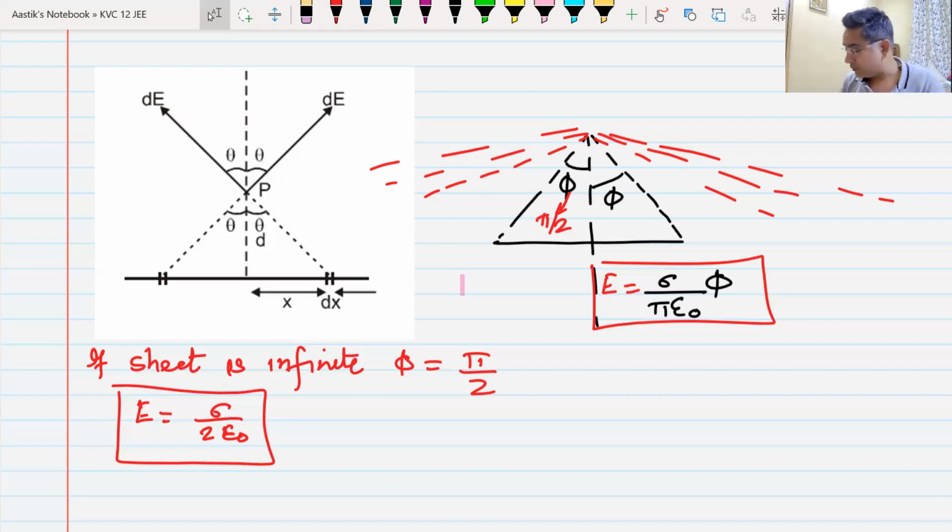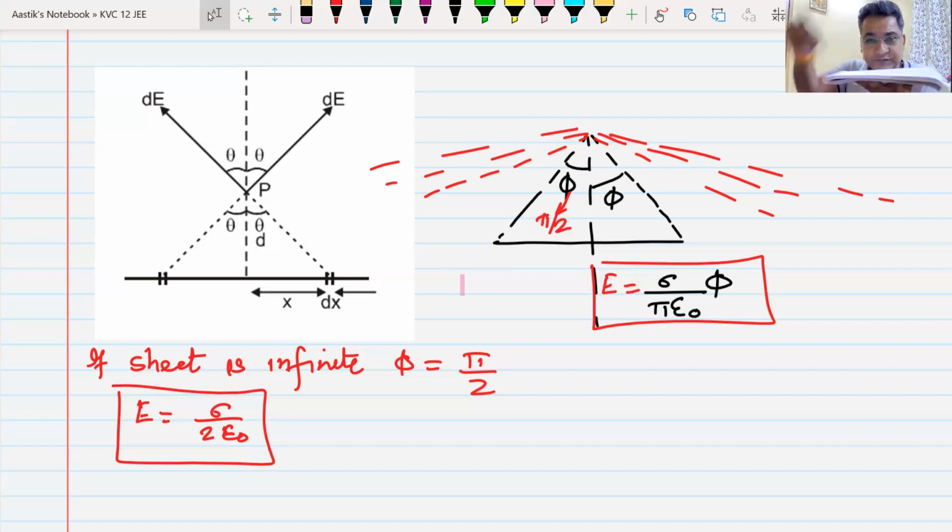The width is W. And I gave you the general formula. The general formula for this sheet, which is infinite in this dimension but finite in this dimension, is sigma by pi epsilon naught into phi, where phi is this angle. Which angle?